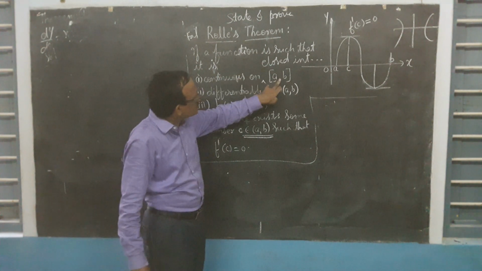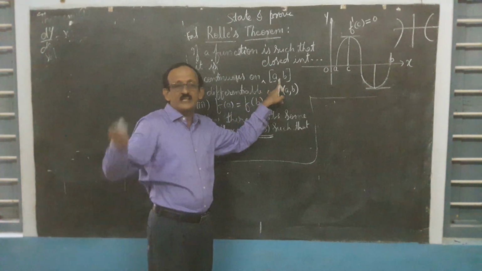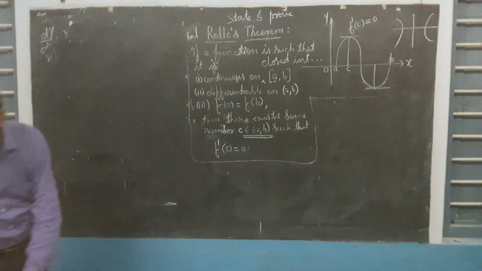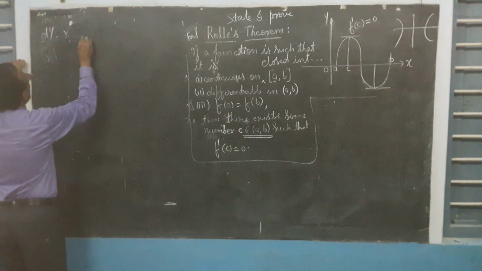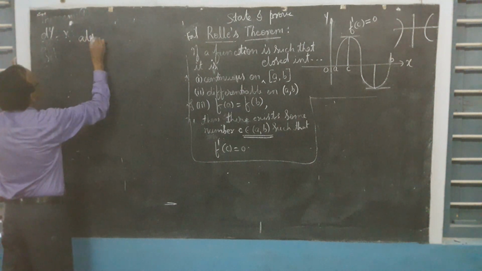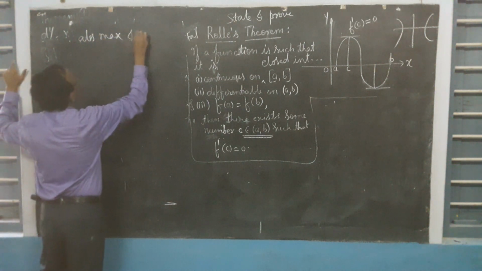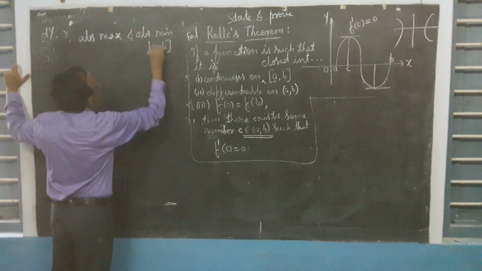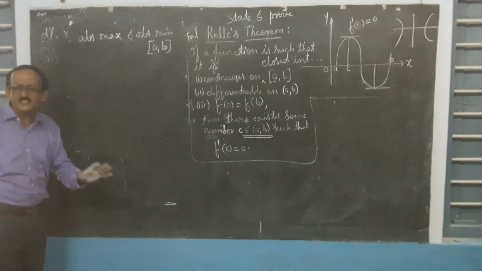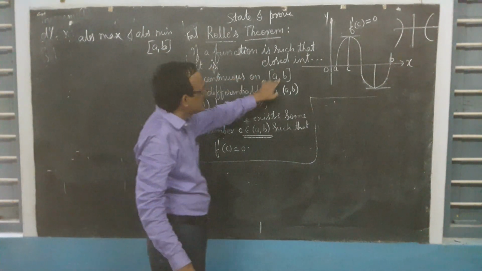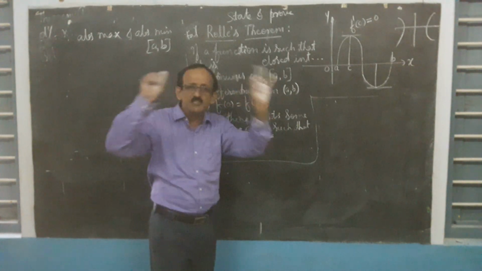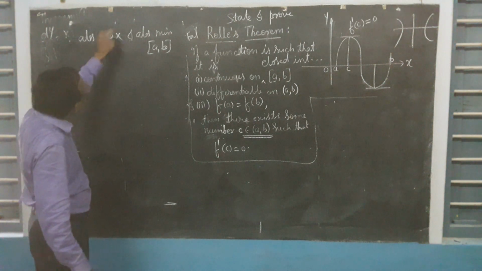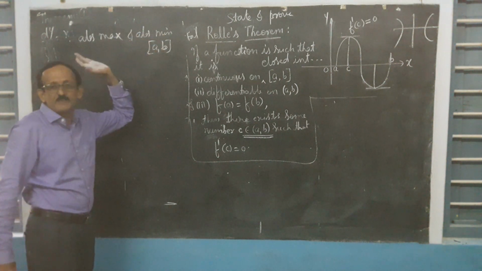if a function is continuous in the closed interval AB, it has an absolute maximum and an absolute minimum value in the interval AB. My first line in the proof is this: since the function is continuous in the closed interval AB, by the extreme value theorem, the function has an absolute maximum value and an absolute minimum value in the interval AB.